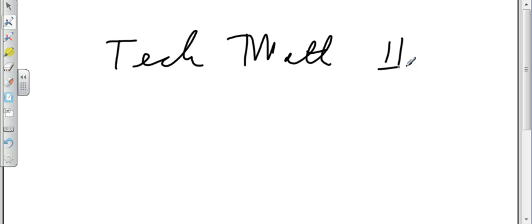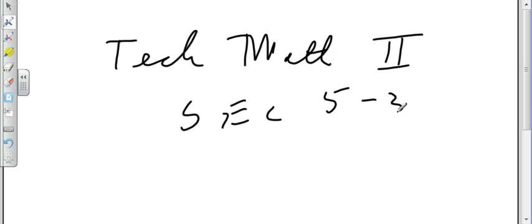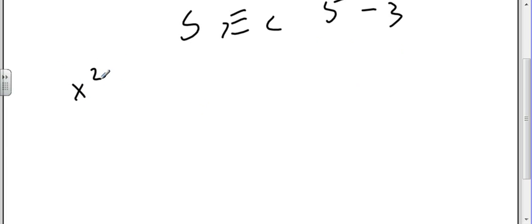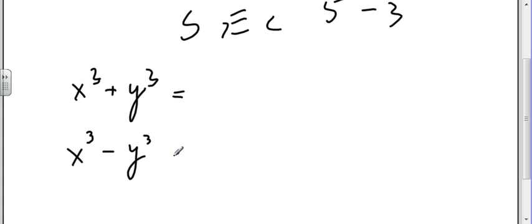This is Tech Math 2, and we're in section 5-3 today. And the issue is, if I have the sum of two squares, or I have the difference of two cubes, sum of two cubes, I should be able to factor that.